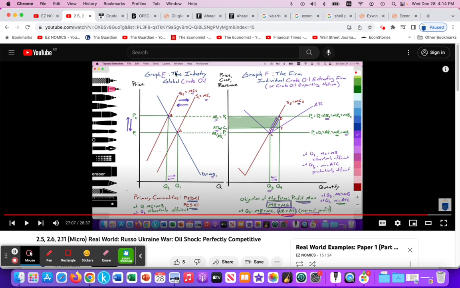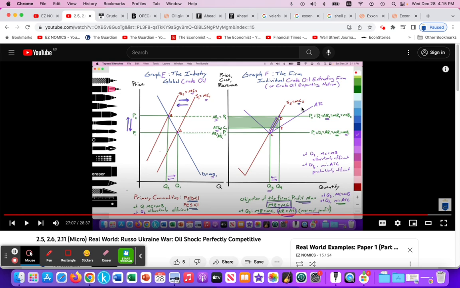We had graph E, the industry or the global market for crude oil, and graph F, the individual crude oil extracting firm, and we used the Russian-Ukrainian war as an example of reduced global supply from S1 to S2 as a result of sanctions imposed on Russia, restricting Russian oil imports into the European Union and the United States, and that drove the price of oil up in the crude oil market, which would also raise the price received by firms that produce oil, since these firms are producing a homogeneous commodity that's very indistinguishable to a competitor. They do not control price individually.